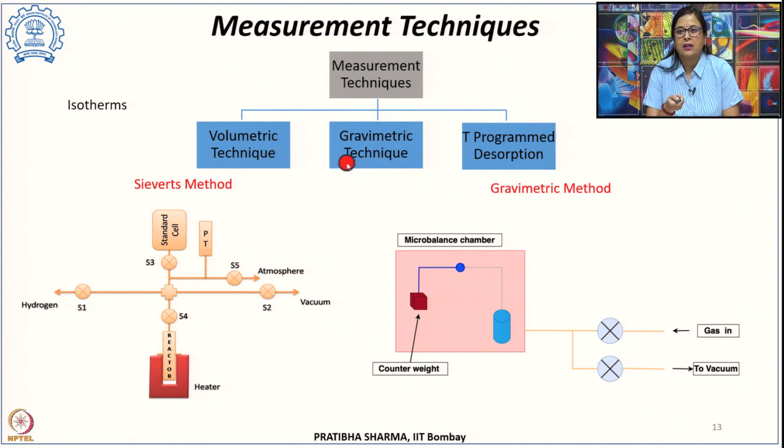Now the other method is the gravimetric method, wherein instead of recording the change in pressure, we see the change in mass. A very well calibrated and sensitive microbalance is used for measuring the change in mass subjected to different hydrogen gas pressures. The major problem here is that of buoyancy. And the third method is, instead of keeping the samples at constant temperature, we can see the desorption of the material subjected to different temperatures. So these are the different methods using which we can measure how much is the hydrogen uptake.